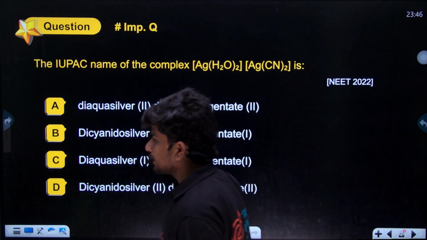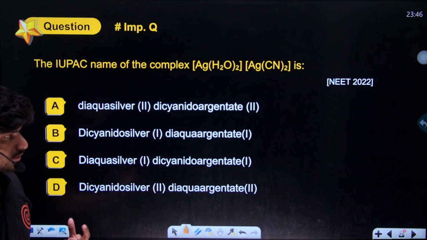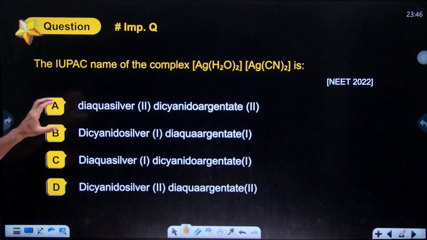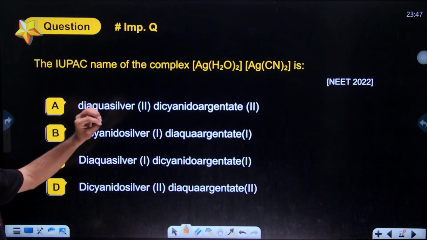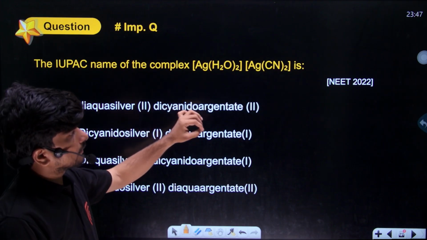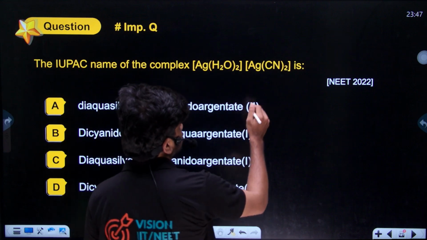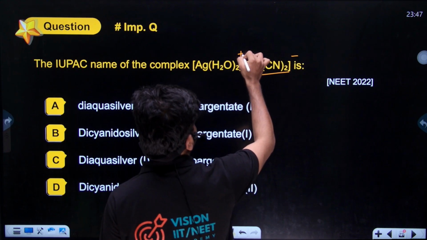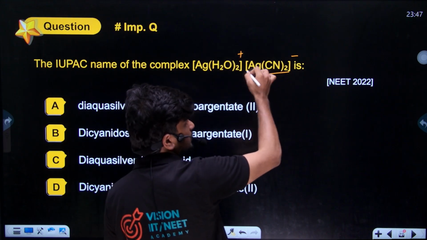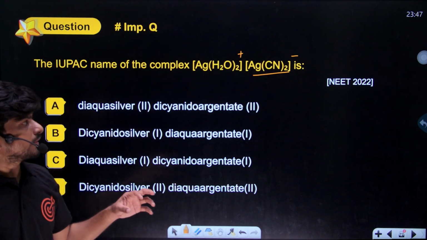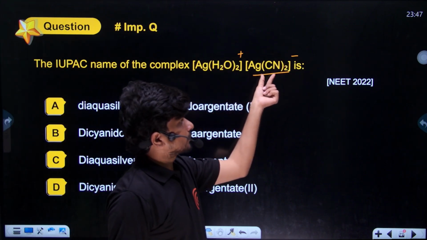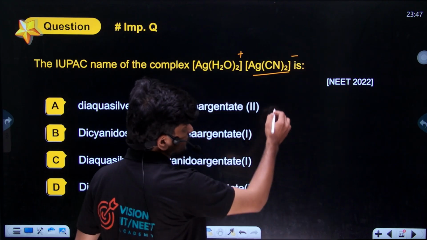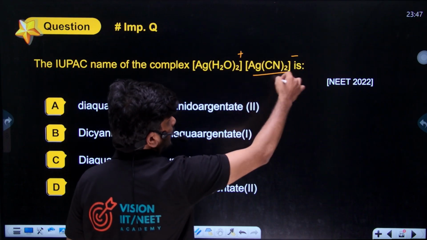So let us do some questions which are very important and came as PYQs previously. The IUPAC name of the complex [Ag(H2O)2][Ag(CN)2]. Here you need to understand that this is negative, this is positive. There is no charge on the water. Overall charge on the second Ag complex is minus 1, so x minus 2 is equal to minus 1, and you will get Ag plus again. So this is your cationic part, and this is your anionic part.